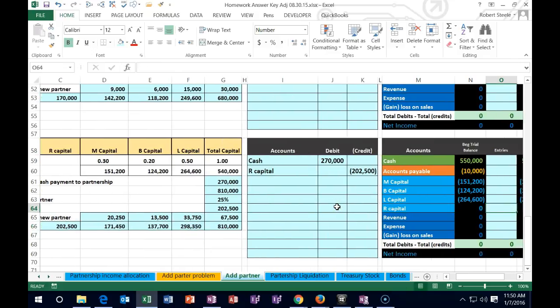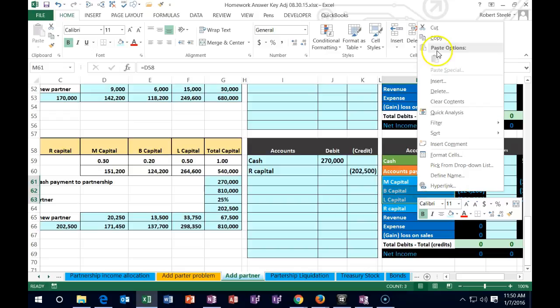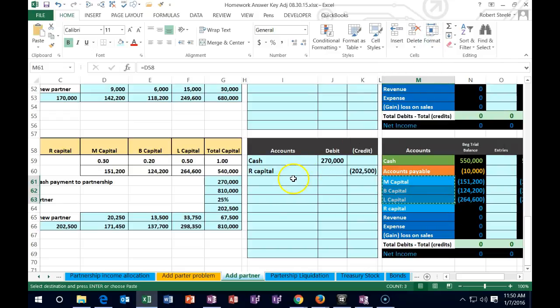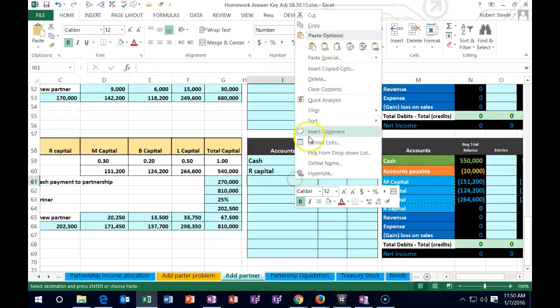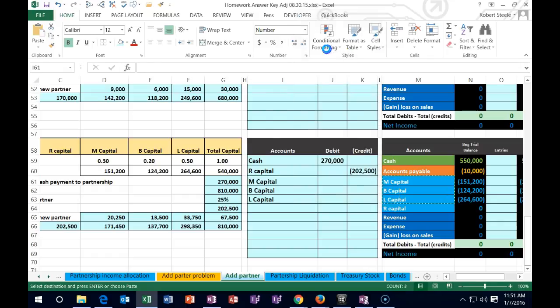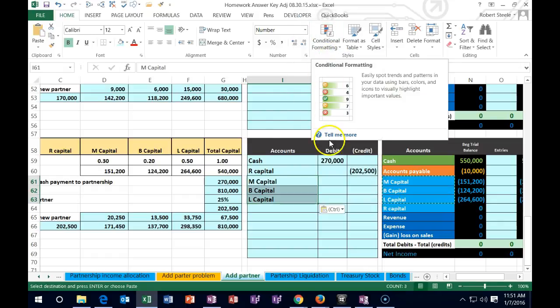So we're going to scroll over here, and remember what we were left with on our journal entry is the fact that we need a credit of 67.5. Here's the 67.5. Here's how we're going to allocate it between M, B, and L. So once again, I'm going to highlight M, B, L. I'm going to right click, copy that. I'm going to scroll down here to I 61, right click and paste it. And then we're just going to put these numbers in respectively.